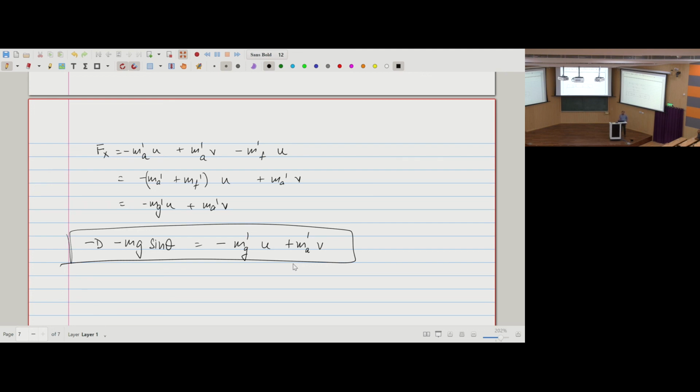Now this right hand side, typically what happens is m_f prime divided by m_a prime is close to 0, or it's a very small quantity. You can simply write m_a prime, because the amount of air that's entering is much larger than the amount of fuel you burn. So we can actually write m_g prime approximately equal to m_a prime.